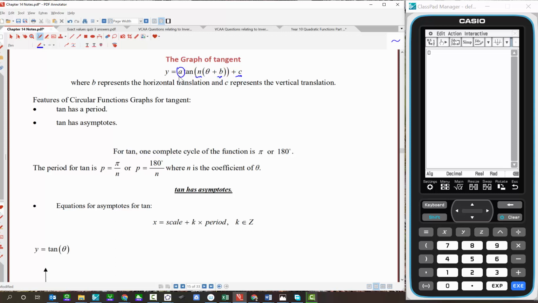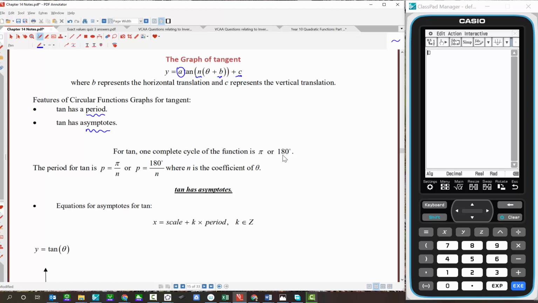But we don't call it the amplitude. So a tan graph doesn't have amplitude. So tan has a period, how often it repeats itself, and tan will also have these things called asymptotes in it. We've seen them before. All right, so for tan, one complete cycle of the function is pi or 180 degrees.